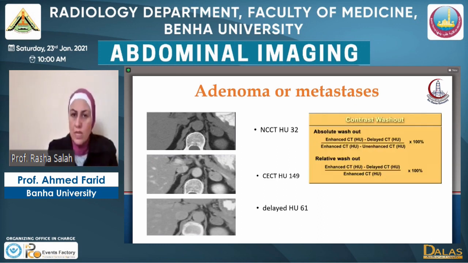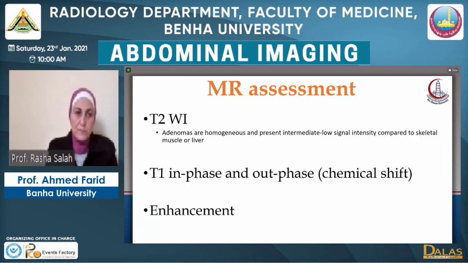We use the online calculator. We don't bother ourselves with the mathematics. We just use the online calculator, and we get an absolute washout of 75%. So let's check for ourselves. This has absolute washout of more than 60%, then this is an adrenal adenoma, and it is a lipid-poor adenoma because it has a high Hounsfield unit on the non-contrast CT, and as such we completely excluded metastatic adrenal masses.